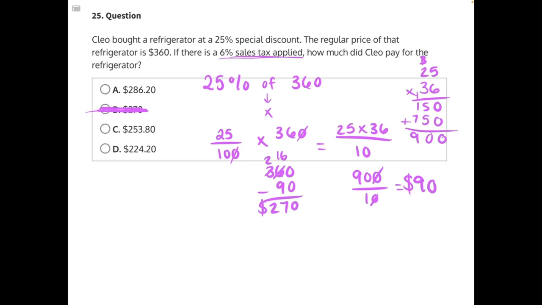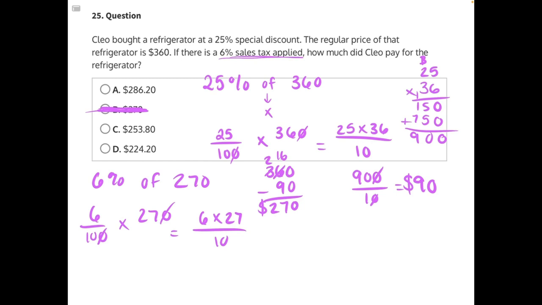So now we need to take 6% of 270. Once again, we represent as a fraction, 6 out of 100 times 270, because we can cross out these two zeros, and we're left with 6 times 27 over 10. Now we do 6 times 27 over here. 6 times 7 is 42. 6 times 2 is 12 plus 4 is 16.